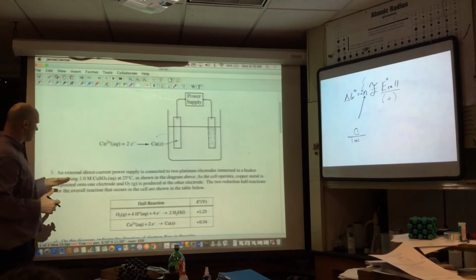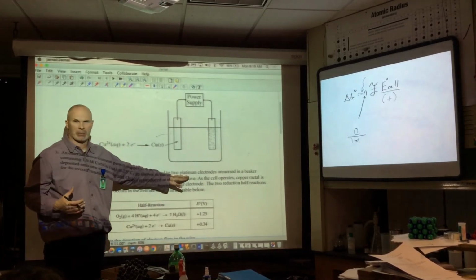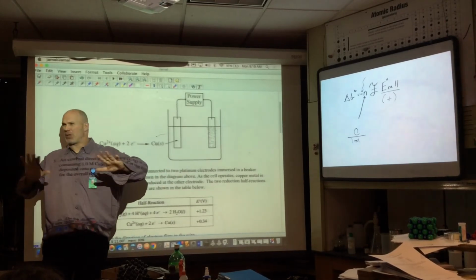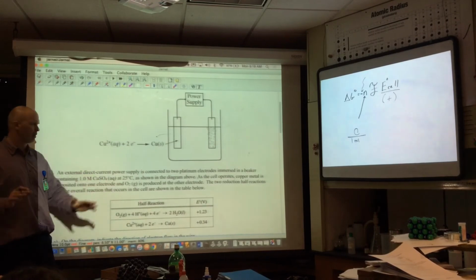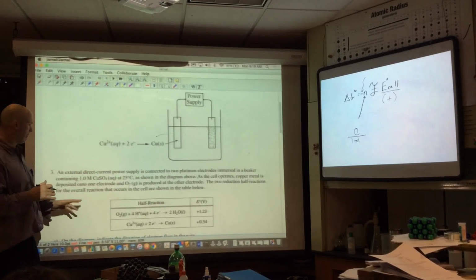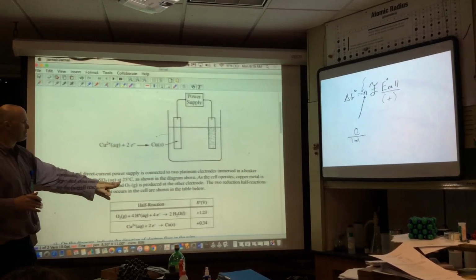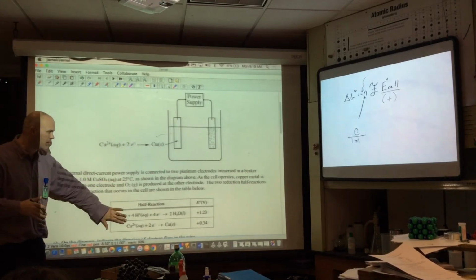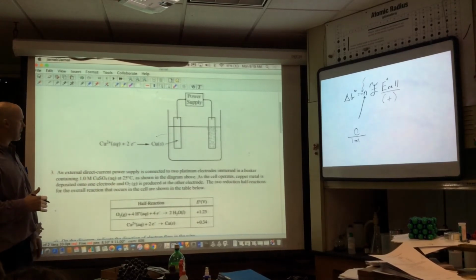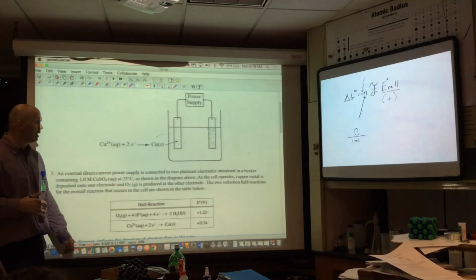Okay, so if you read the question, an external direct current power supply is connected to 2 platinum electrodes. It's platinum, could be graphite. These things are pretty inert, so they're not part of the redox, okay? Unlike the battery. It's immersed in a beaker with 1 molar copper sulfate at 25 degrees Celsius. Why 25 degrees Celsius? Standard temperature, so we can use what? E0. As the cell operates, copper metal is deposited on one electrode and oxygen is produced at the other.